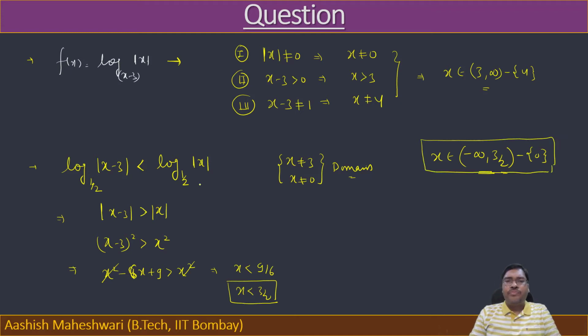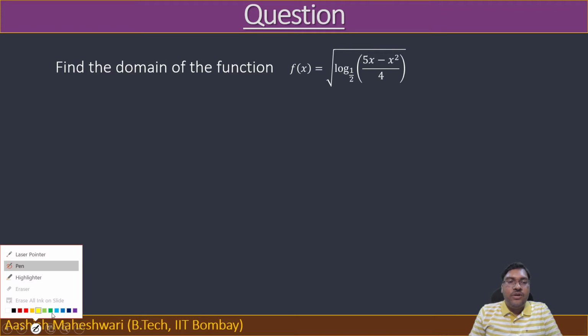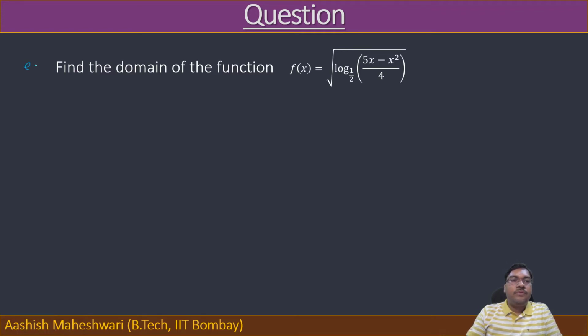So I hope you understood the basic idea that when you are solving the log inequality, you have to be very careful about the base. Okay, so now let's move to the next question, that you have to find the domain of this function, which is f(x) equal to under root of log of (5x minus x square) upon 4 to the base 1 by 2. That means you have to find those values of x for which this is real.